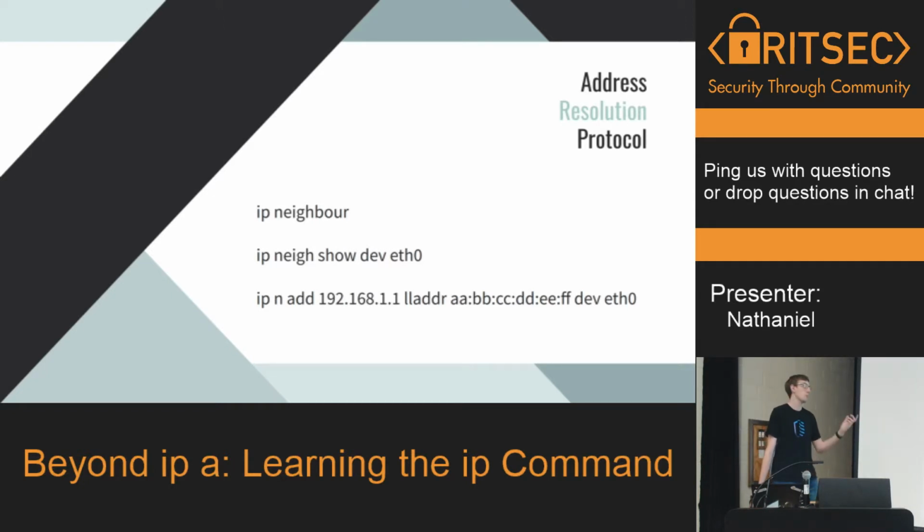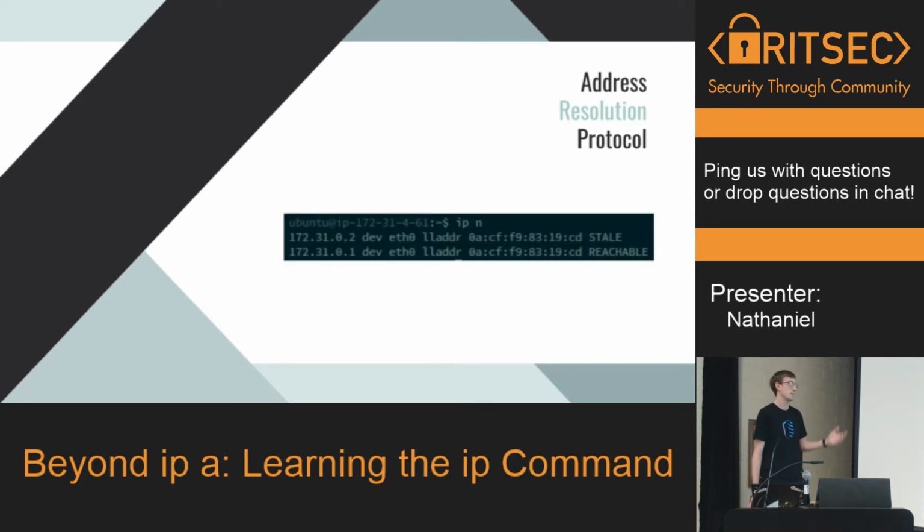You can also limit by interface, of course, and you can add an ARP entry using the add command, and then a link layer address, which is your MAC address, for a certain interface. So here's what that looks like. This is my basic ARP table for an EC2 instance, which doesn't have a whole lot in it.